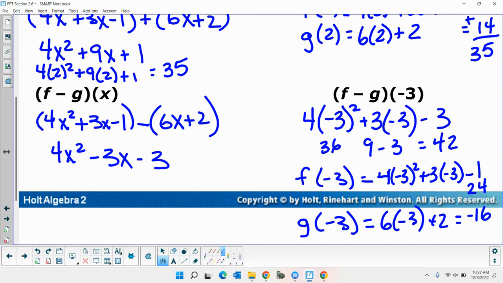Why'd I put 3 again? Isn't that supposed to be minus 1? Wait a minute, because there's no x there, so it's just supposed to be minus 1.